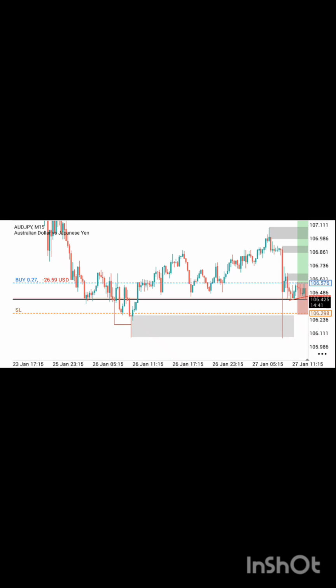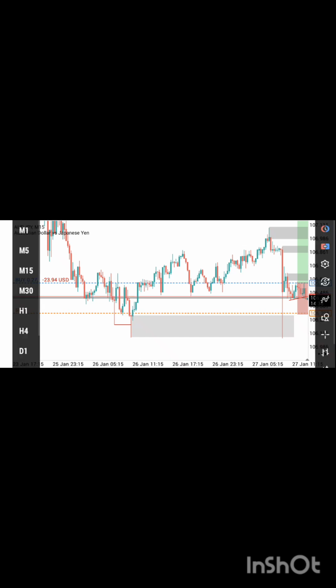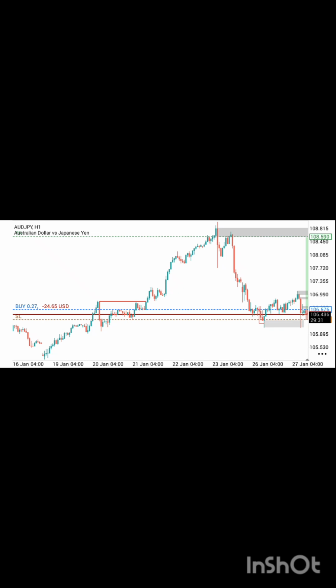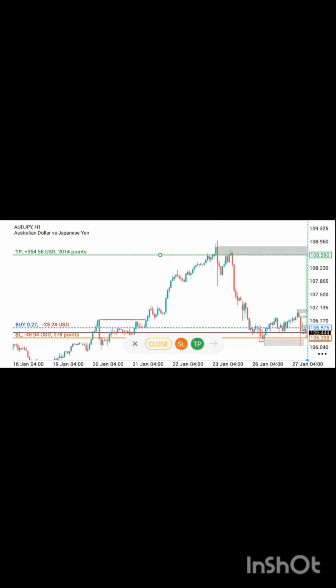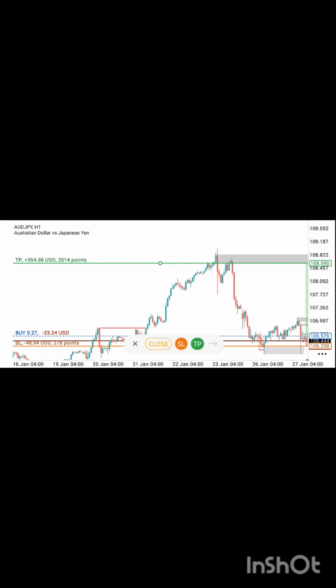So currently now I'm in a deep drawdown. I'm currently floating about $24 loss, negative. So as you can see, the trade is a 1:7, yes, because I'm risking $50. It's a 1:7 trade. I'm risking $50 on this trade.